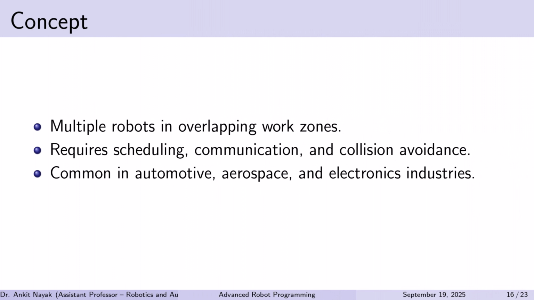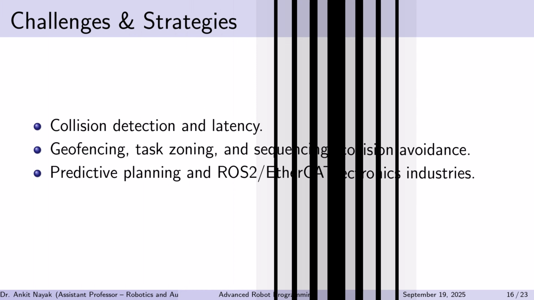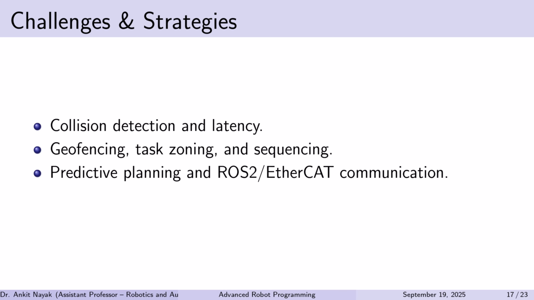Now let us move to the third and final topic, shared workspace between robots. In many industries, you don't just see one robot, you see multiple robots working together. They may be assembling a car, packaging products, or welding large structures. When two or more robots share the same space, coordination becomes very important. If robots are not coordinated, they may collide with each other, cause damage, or stop production. Shared workspace programming ensures that multiple robots can safely and efficiently work side by side.